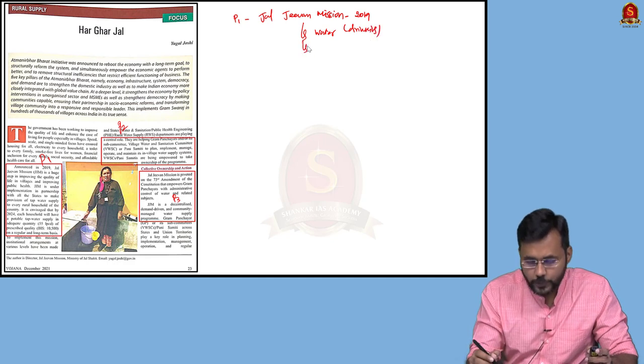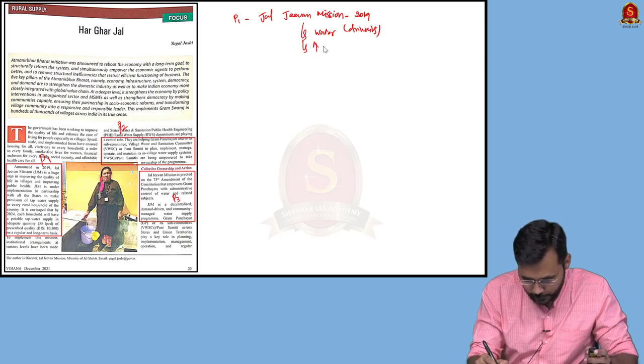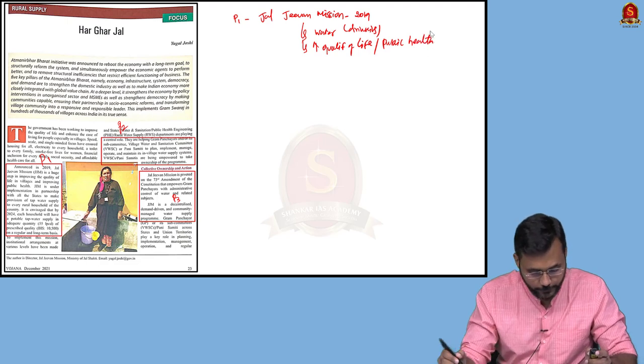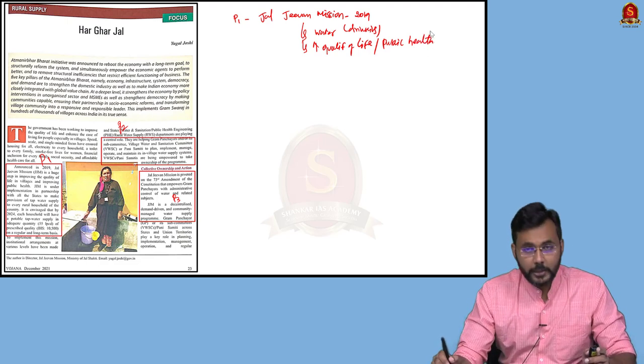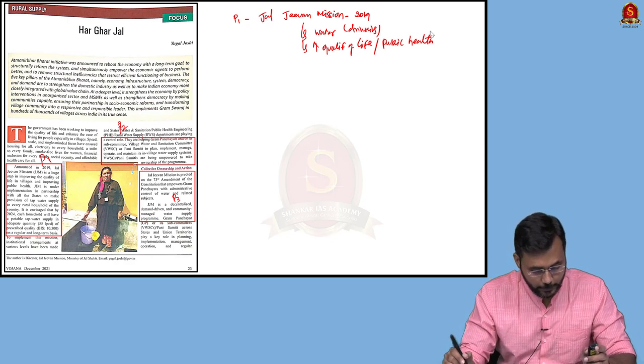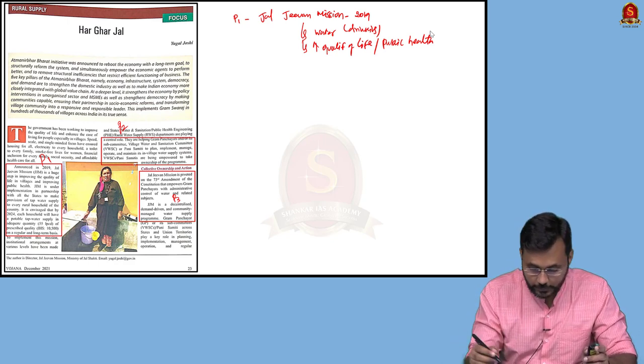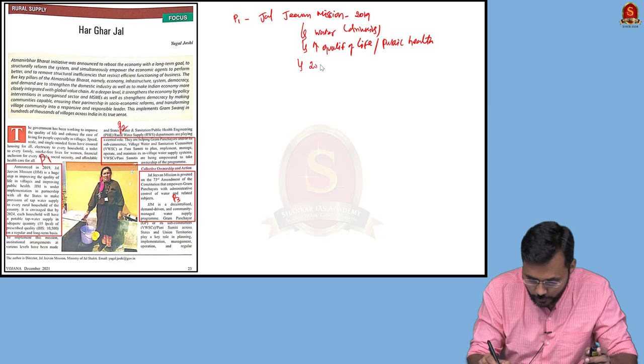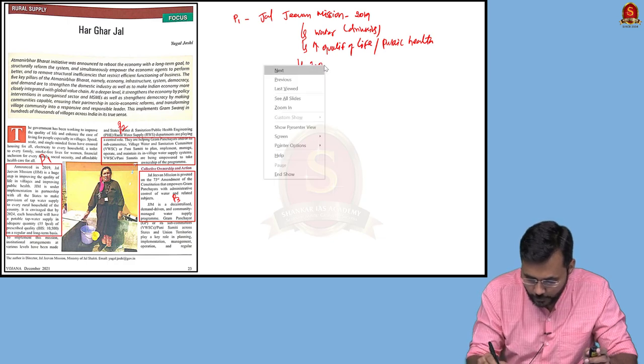And the primary focus of this Jal Jeevan Mission is to improve quality of life and also public health. So this is the primary focus of this Jal Jeevan Mission. So that is being implemented in partnership with state governments, and the target year for this is 2024. So the target year is 2024 for this particular mission.